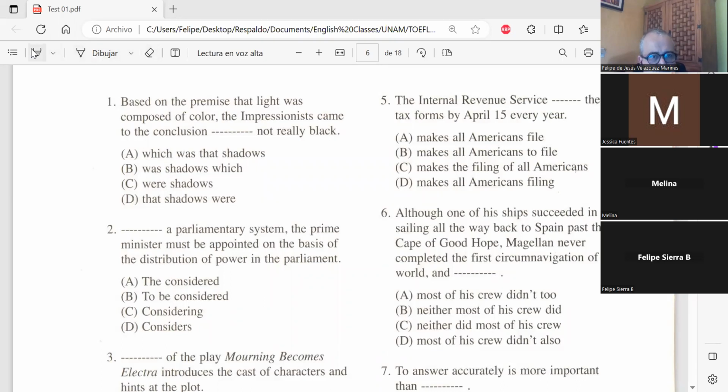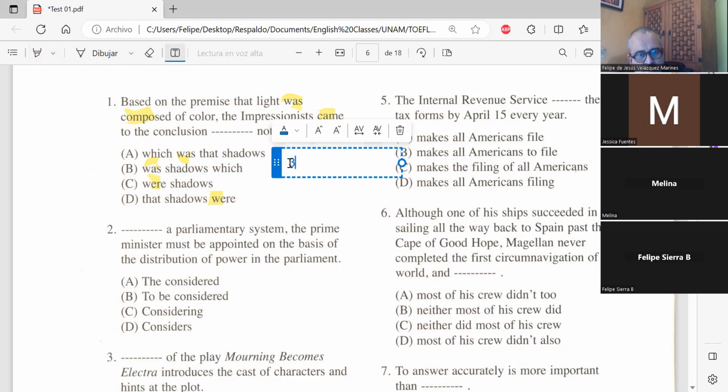So, for example, here, how many verbs do we have? We have was, composed. We have came, and here we have was, were. So in total we have 3 verbs. Yes, 3 verbs minus 1. Minus 1, we need 2 markers. Yes, 3 verbs minus 1, 2 markers.